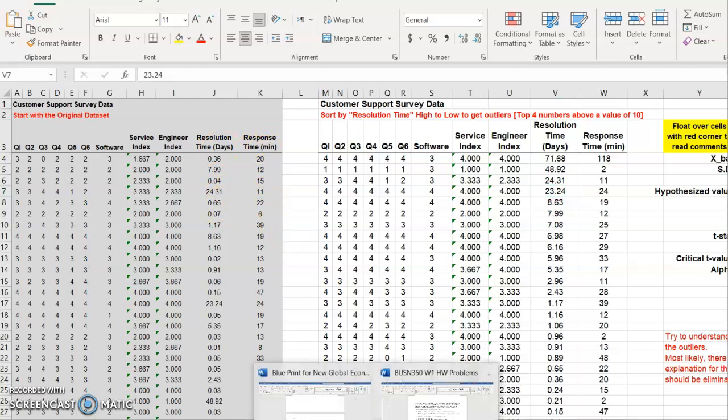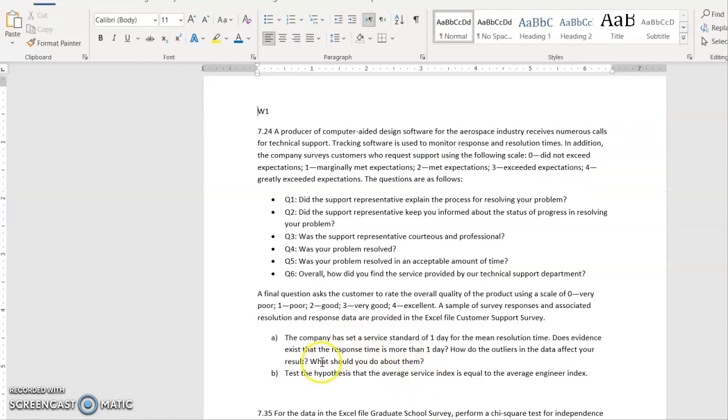So what are they looking for? Question A, the company has a service standard of 1 day. So the service standard is 1 day for the mean resolution time, and they ask if there's evidence that this time has been exceeded over 1 day. And if you find outliers in the response time, would these outliers affect your result? And what should you do about them? So that is question A.